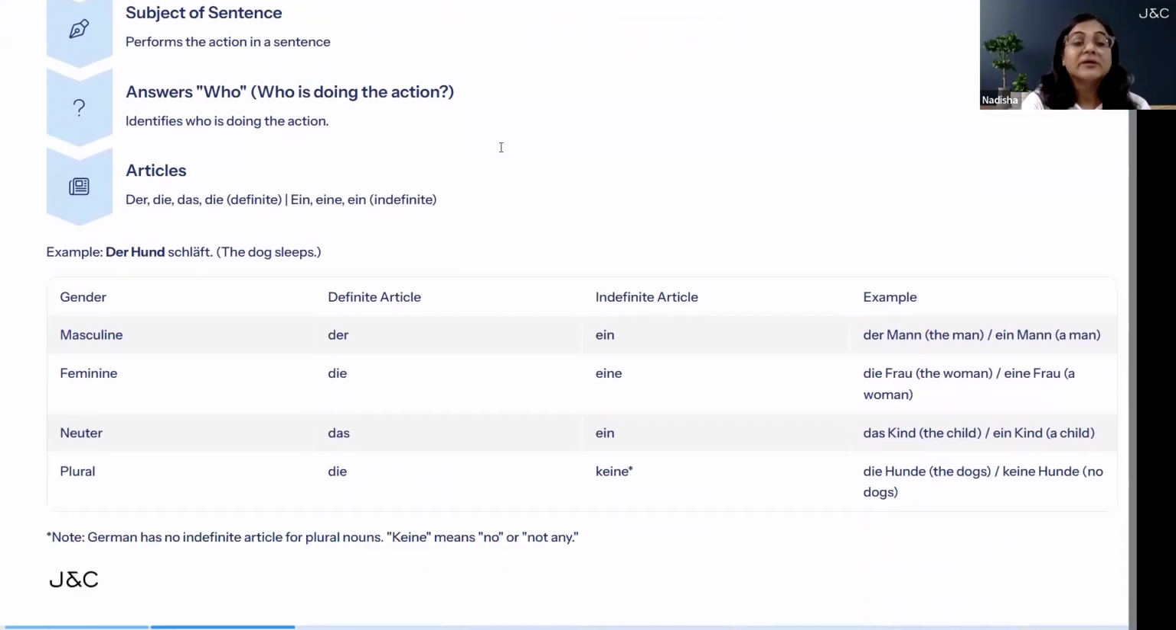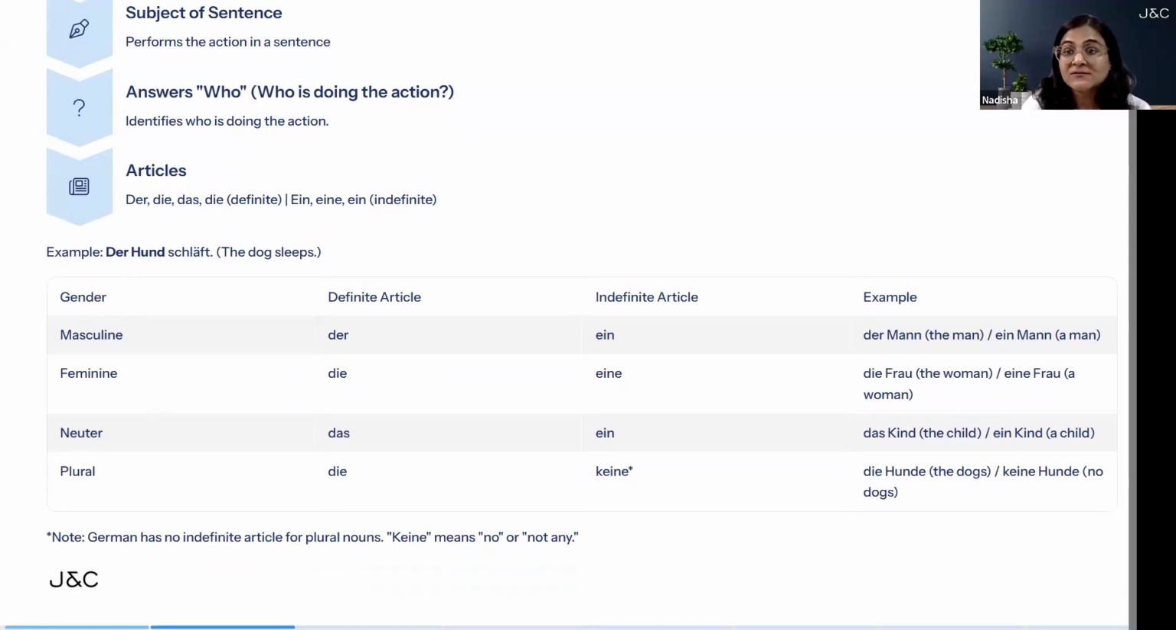Now we have done definite article and indefinite article in nominative case. This was the definite article and this was the indefinite article. Now for masculine, it is der, feminine, it is die, neutral, it is das, and plural, it is die. So definite article is the, right? The, and indefinite article is a or an in German.